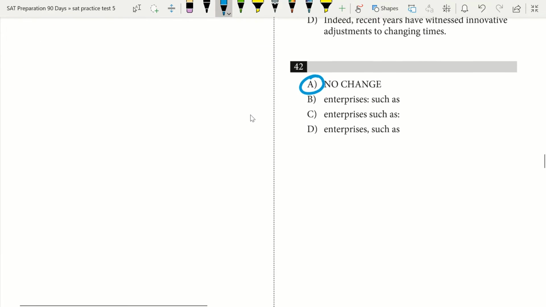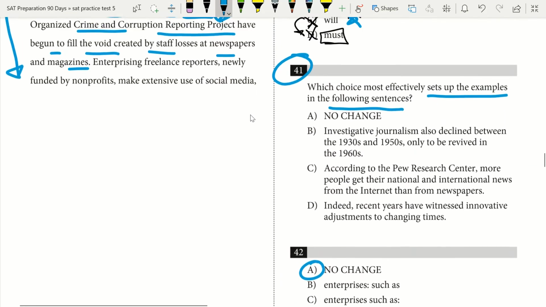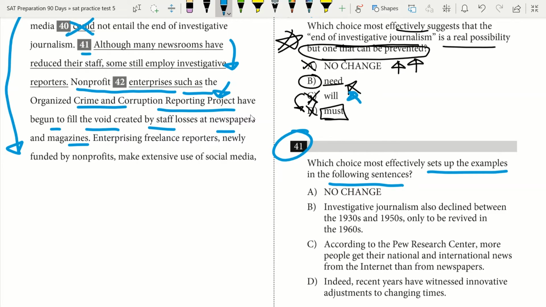So in this case it is restrictive, therefore we want the correct answer of A. Now we can go ahead and read on and get our examples and then answer 41. Okay, so we have begun to fill the void created by staff losses at newspapers and magazines.